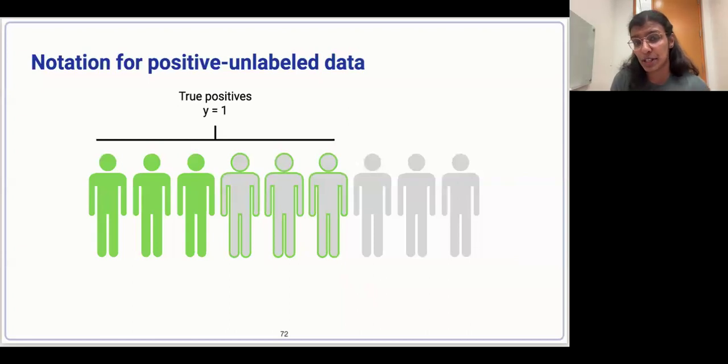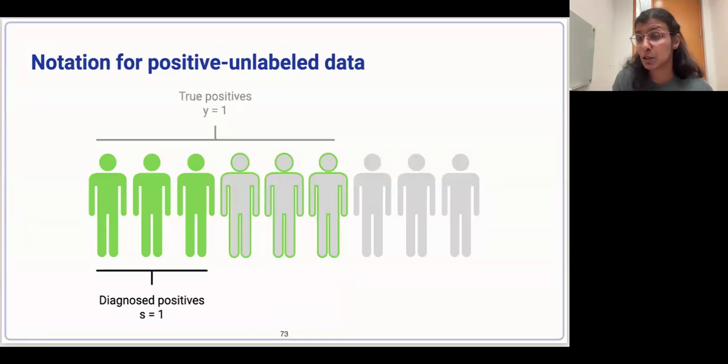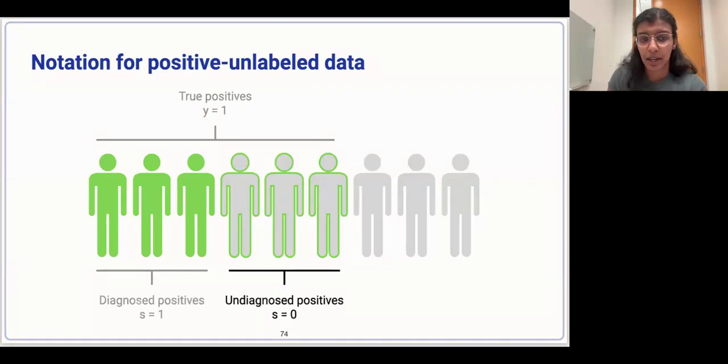We'll use Y to represent the true diagnosis for each patient, which represents whether they really experience intimate partner violence. We'll use S to refer to the observed diagnoses. That is, the person experiences intimate partner violence and receives a diagnosis for it. And then, for some subset of the patients who truly experience IPV, they will not receive a diagnosis. And for these patients, Y is equal to 1 and S is equal to 0.